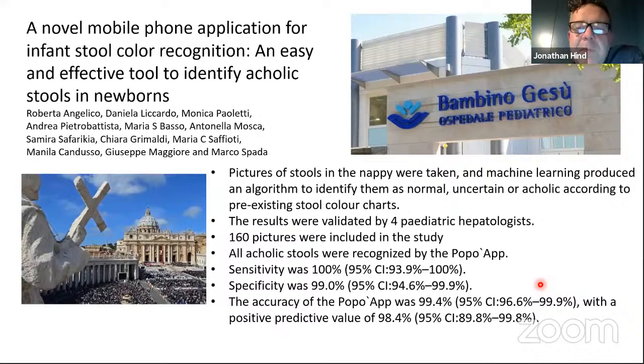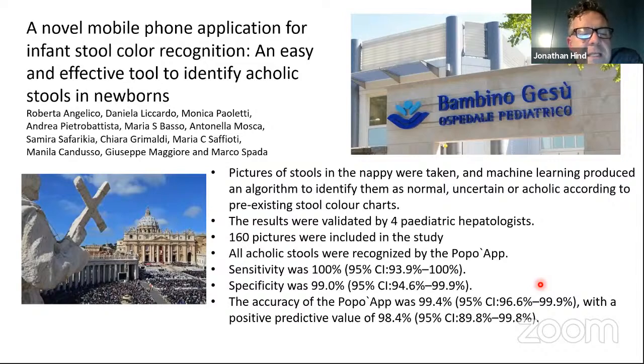And recently, with improvement in technology, there are now mobile phone applications for infant stool color recognition. This study from Bambino Gesù in the Vatican City in Rome used machine learning to get an algorithm that could then identify pictures of stools as normal, uncertain, or acolic. They validated the results by looking at the same pictures independently with 4 hepatologists, and all of the acolic stools were recognized by the app. So the sensitivity and specificity were extremely high, with a positive predictive value of 98.4%.